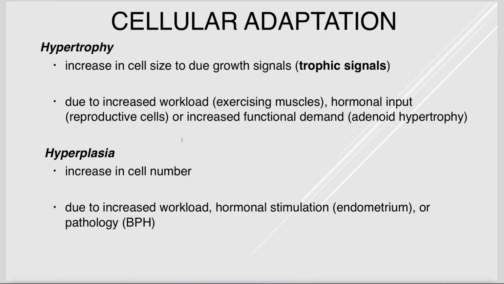Hyperplasia, this is an increase in cell number. And again, this can be due to an increased workload, due to hormonal stimulation, which you see in the endometrium in the monthly cycle, or in pathology such as benign prostatic hyperplasia.